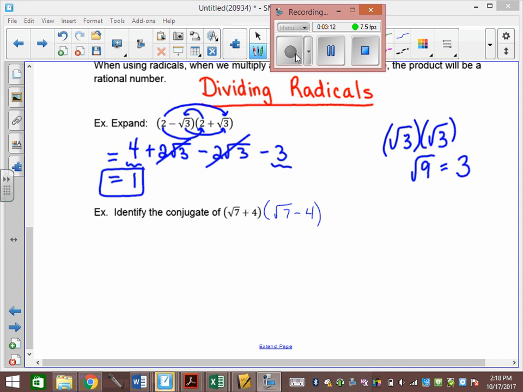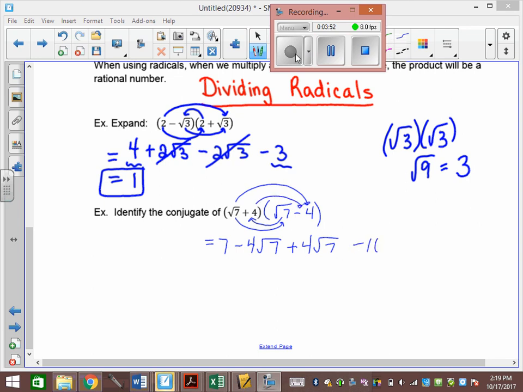First times first. Root 7 times root 7 is? Because you only switch the middle term. It's going to be 7. And then root 7 times negative 4 is negative 4 root 7. And then the inside terms, you're going to get root 7 times positive 4, which is positive 4 root 7. So there you go, two together. And then last terms. 4 times negative 4 is negative 16.